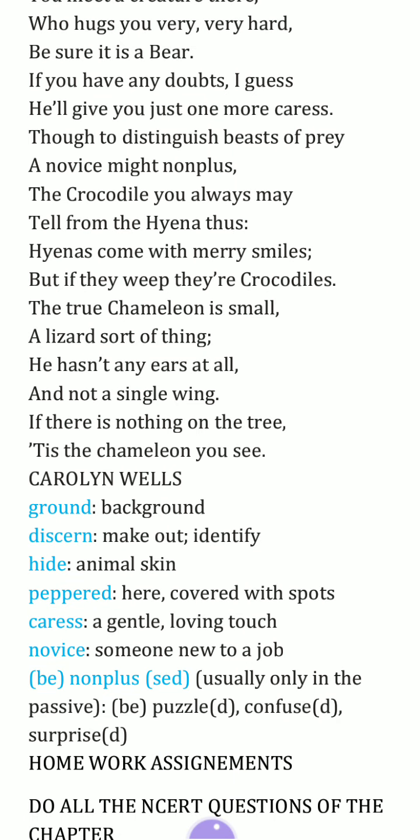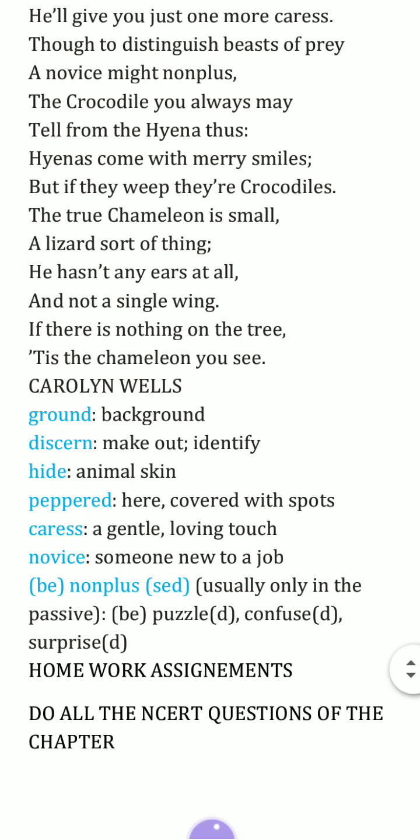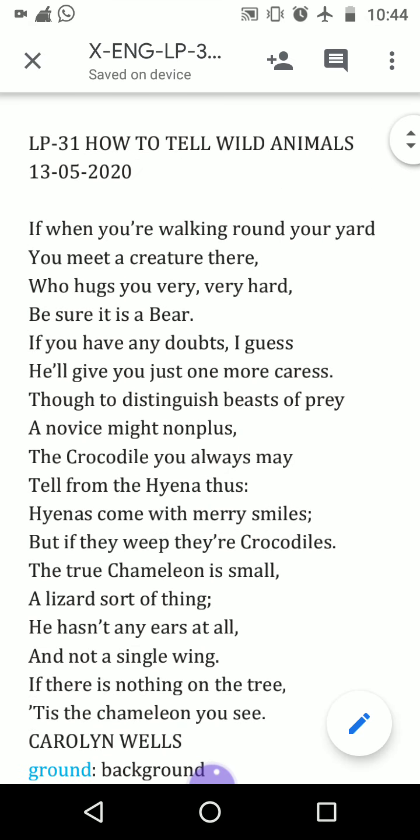So you all will do this, writing the names of the animals and their traits also. And then after this you will do the homework assignment. That means all the NCERT questions of this chapter, How to Tell Wild Animals.